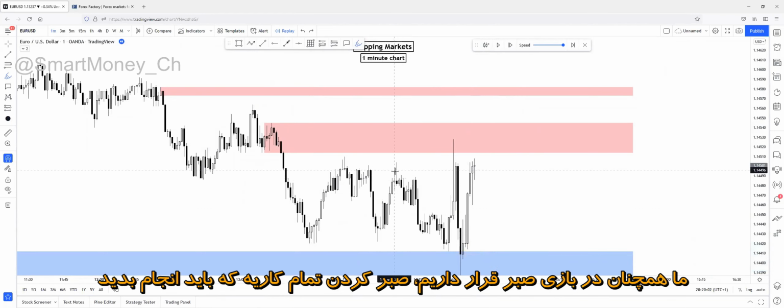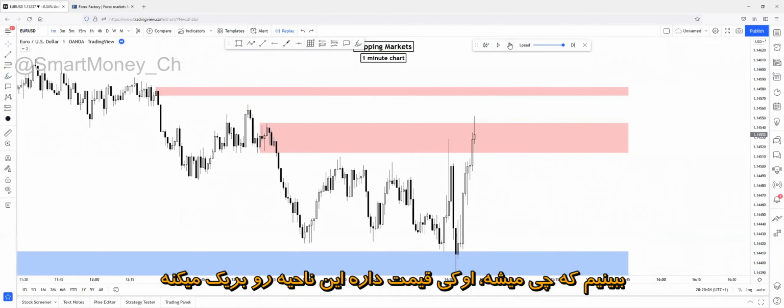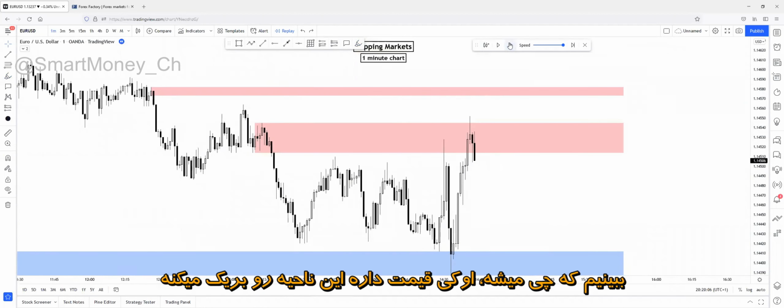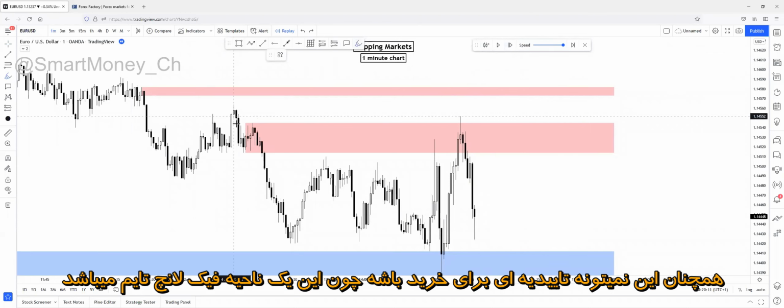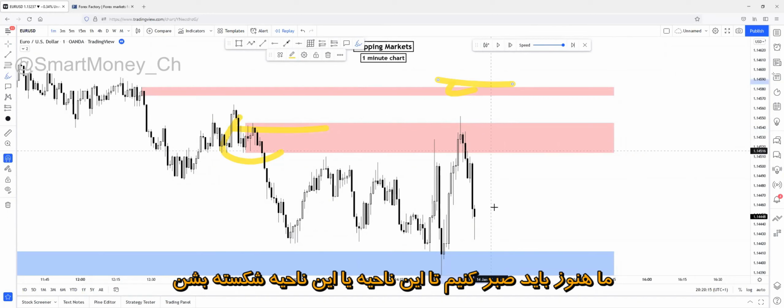We are still in the waiting game. All you have to do is wait. Let's see what happens. Okay, price is breaking above this supply zone. That is still not a confirmation because this was a lunchtime rave zone. That is still not a confirmation for longs. We still have to wait for this zone to be broken or this zone to be broken. Let's see.